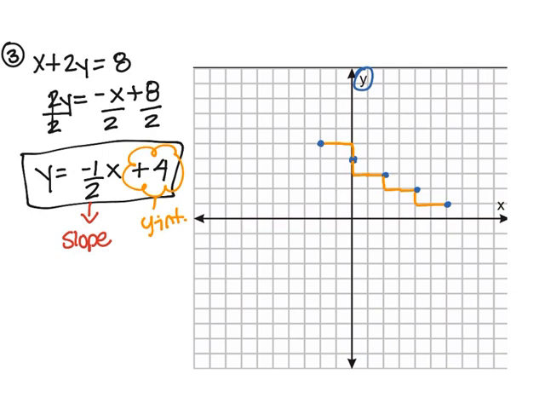So once you have at least 3, connect them. And if you notice, we talked about increase, decrease, and constant. When you look at this line and you start from the left side and you follow it, you are going down. You're decreasing. Okay? And it should be decreasing because your slope is negative.